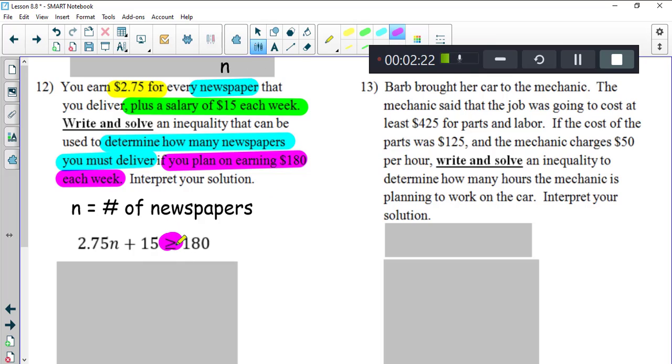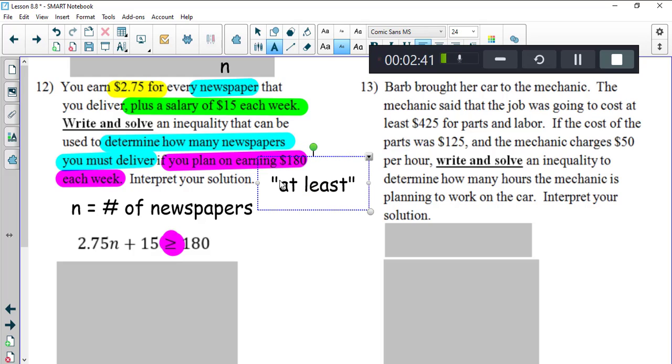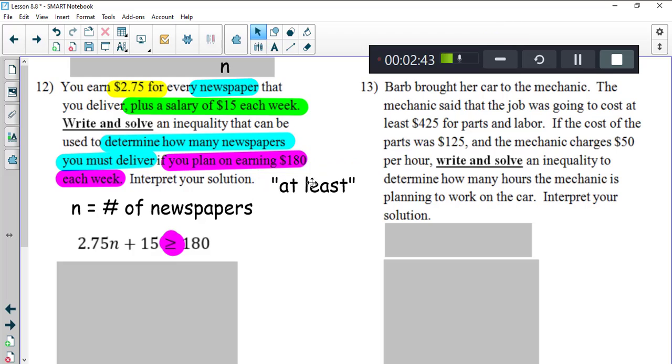Now, unfortunately, in this question, it doesn't say at least or a maximum or a minimum of, but it does say that you plan on earning $180 each week. So we wouldn't want to earn less than $180. We'd want to earn at least $180 each week. So if you plan on earning that, we want to think at least. And at least is our greater than or equal to symbol.